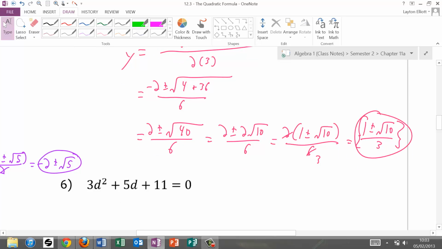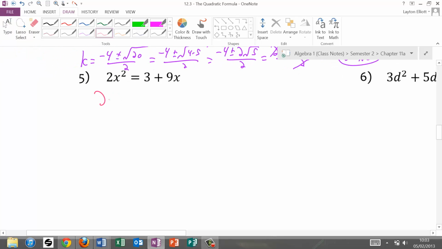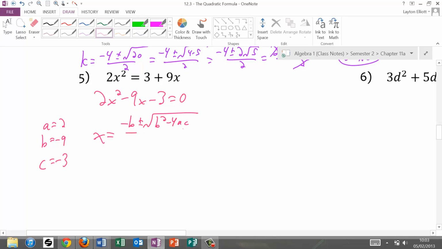There we go. Number 5, we need to set it equal to 0. 2x squared minus 9x minus 3 equals 0. A is equal to 2, b is equal to negative 9, c is equal to negative 3. X equals opposite of b plus or minus the square root of b squared minus 4ac, all over 2a. So we have the opposite of negative 9, which is positive 9, plus or minus the square root of.